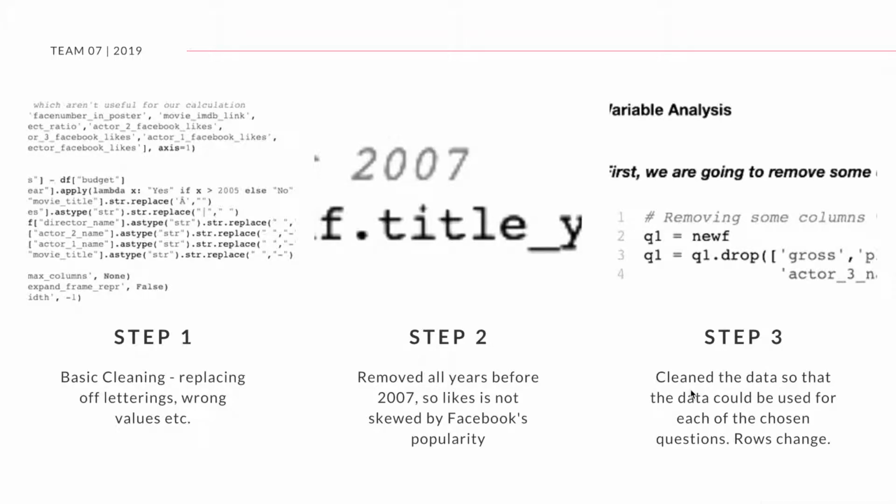So we cleaned the data, replaced the odd lettering and the wrong values. Then we removed all the years before 2007, because we had movie Facebook likes, and a lot of old movies did not have any pages or any Facebook likes at all. And then we cleaned the data so that it could be used to answer each of the chosen questions.